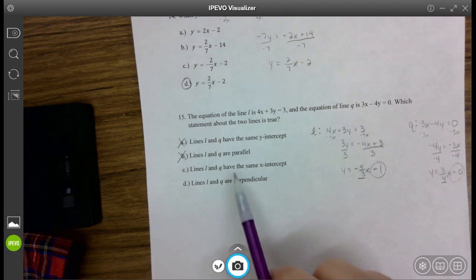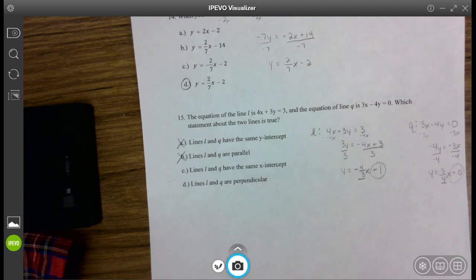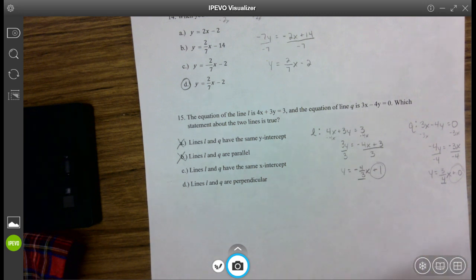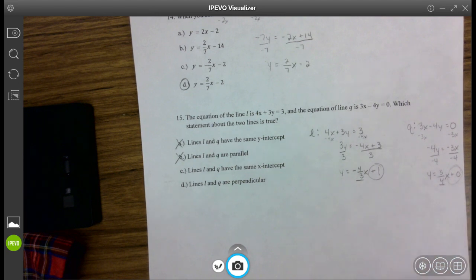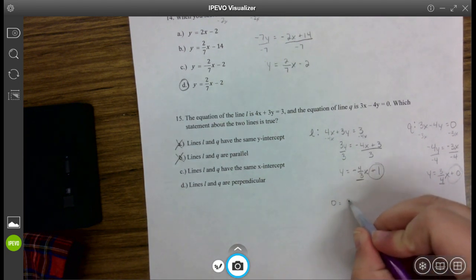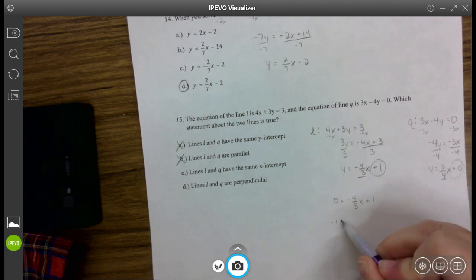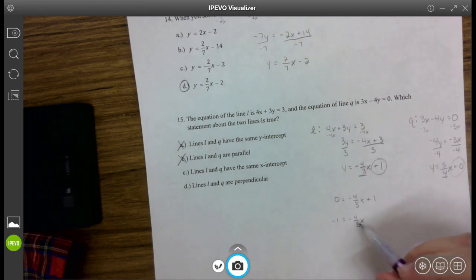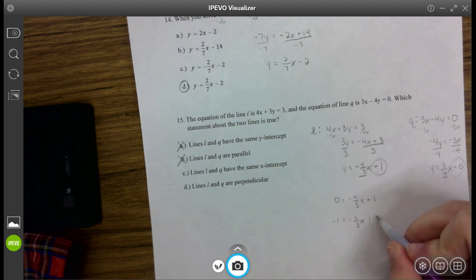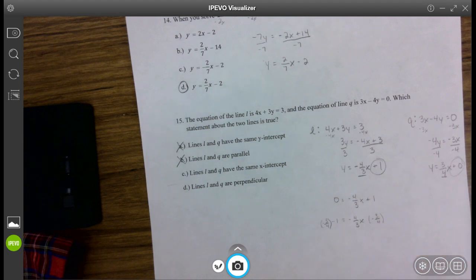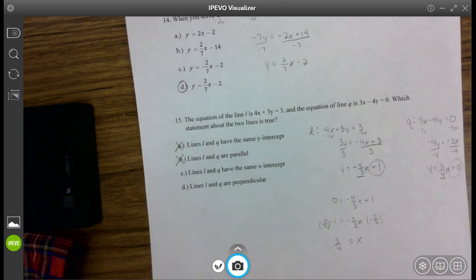Now it says lines L and Q have the same x-intercept. So that means we would have to plug in 0 for y because we need to figure out what x equals. So if we plug in 0 for y, we need to subtract 1, so we get negative 1 equals negative 4/3 x. Now, in order to get x by itself, we need to multiply by its reciprocal, so it would be negative 3/4. So x ends up equaling positive 3/4 because a negative times a negative is positive.